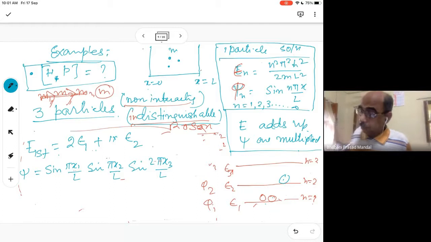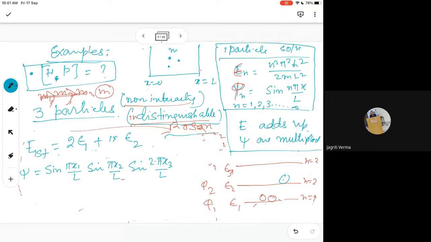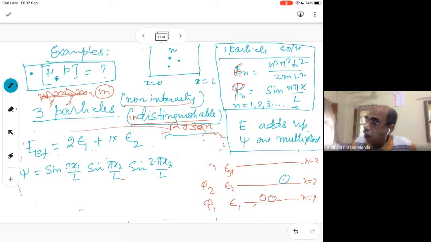But now, is this wave function symmetric under, say, x2 and x3, Jagriti? No, sir. It is not symmetric, but it is boson, so we have to make it symmetric. It is symmetric between x1 and x2, but not in x2 and x3, and x1 and x3 also not symmetric. So I will make it symmetric. That is the important thing. You have to learn how to make the wave function symmetric, and in the case of fermions, how to make the wave function anti-symmetric.